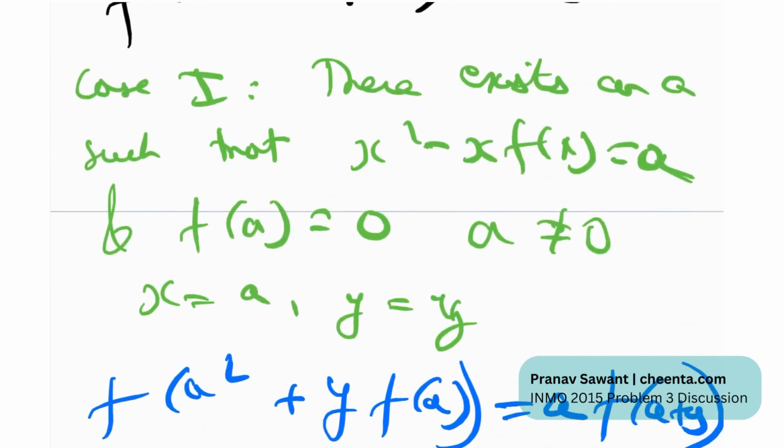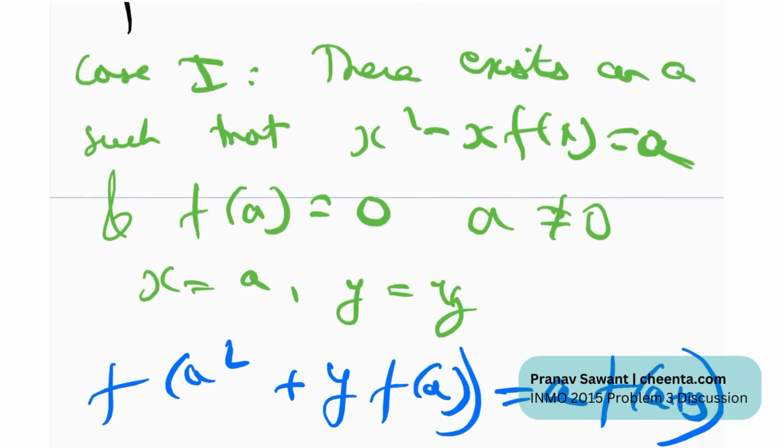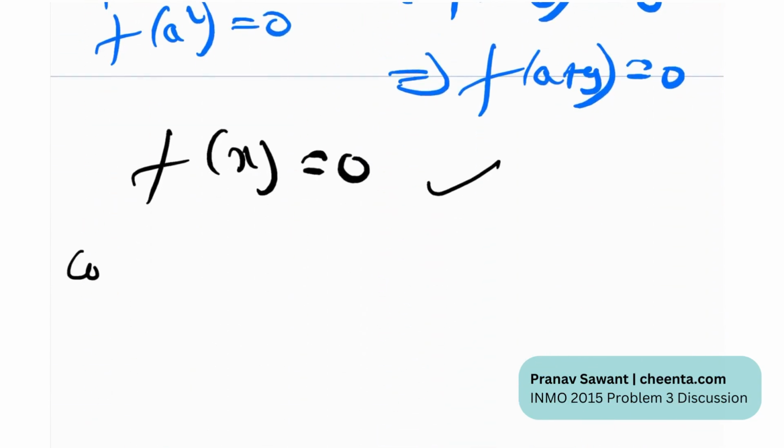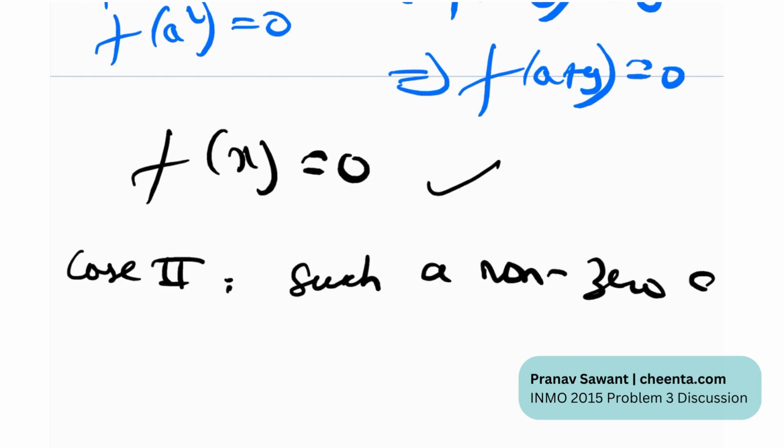And over here, assume that there exists such an a, right? There exists such an a such that this quantity is equal to a and f of a is equal to 0. And let's just consider case 2, such an a does not exist. I need to be a little bit more specific, so such a non-zero a doesn't exist.